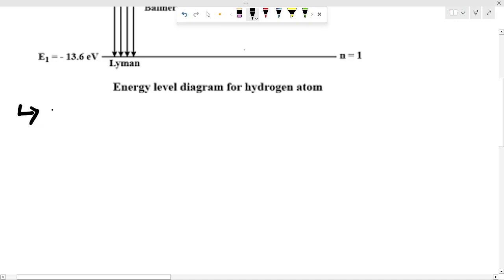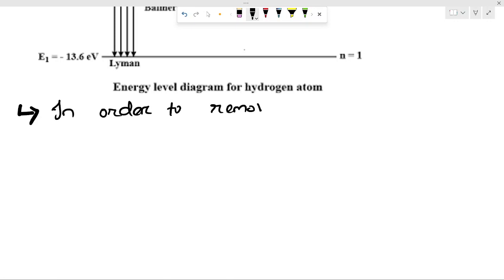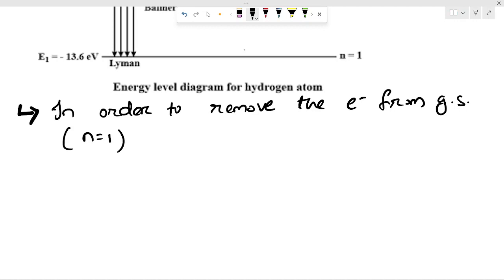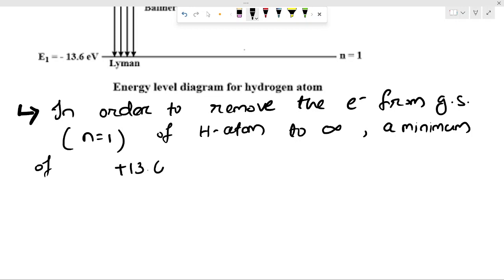Okay, so in order to remove the electron from the ground state, that is n is equal to 1, of the hydrogen atom to infinity, a minimum of plus 13.6 electron volt energy is required. How can we say that the energy required is plus 13.6 electron volt?